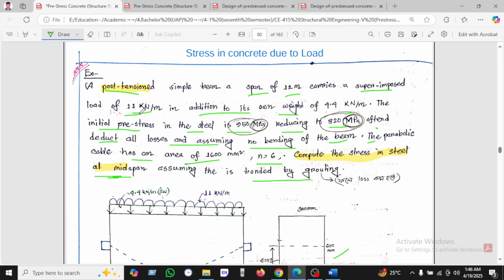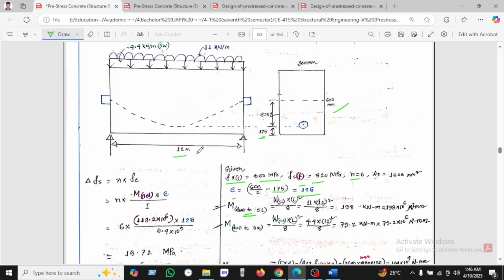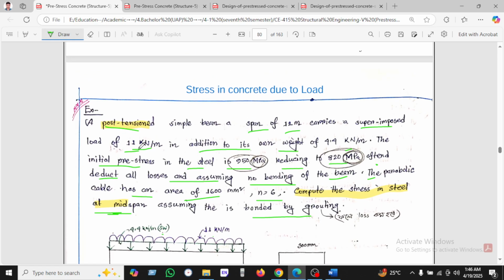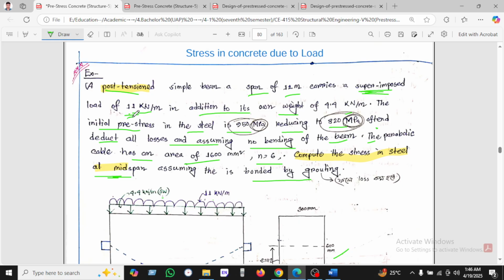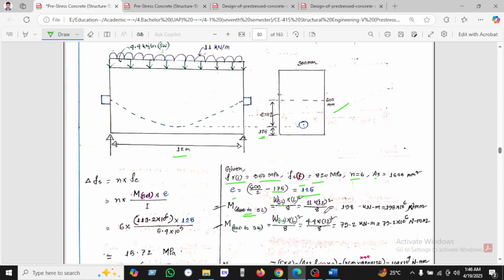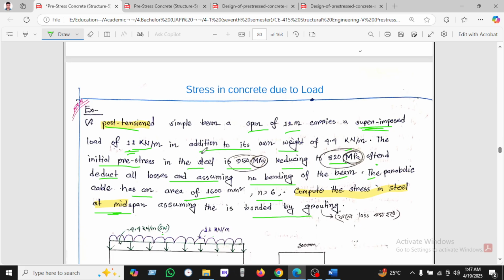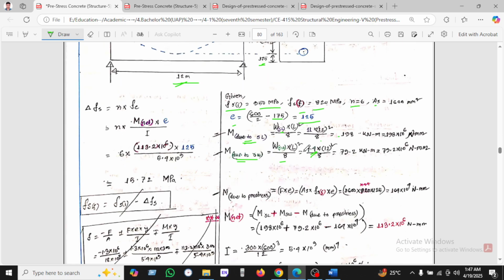So this will be 11. SL is given as 11, we've been given the superimposed load. So WL square divided by 8, L is given as 12, and we find this value. The moment due to self weight is WL square by 8, and the self weight we know is 4.4, which is given here. The own weight or self weight is the same.